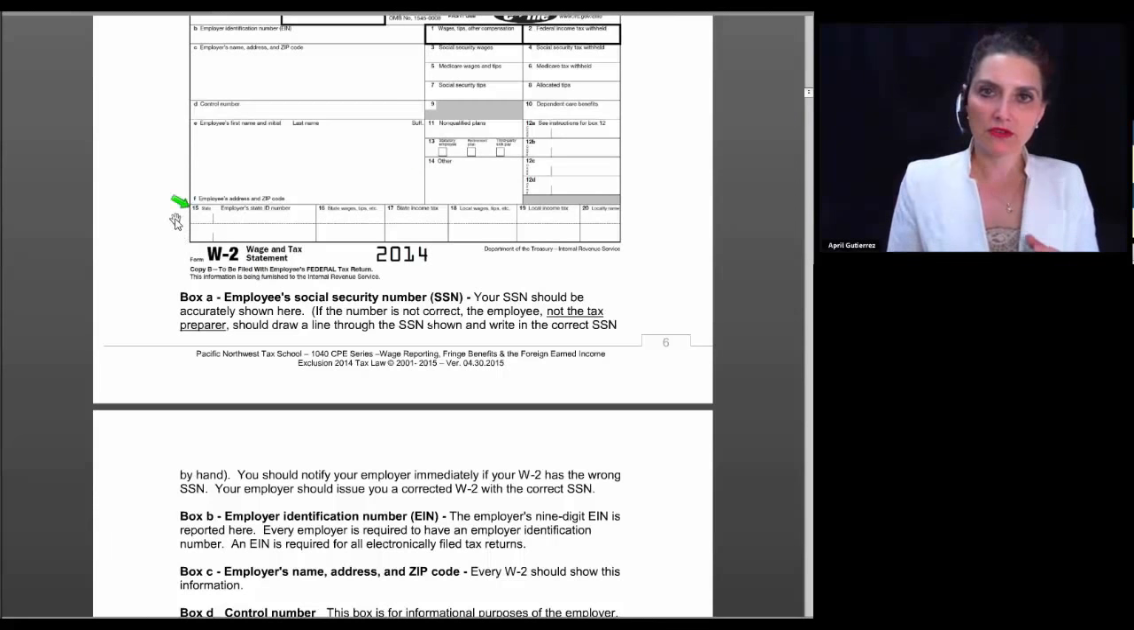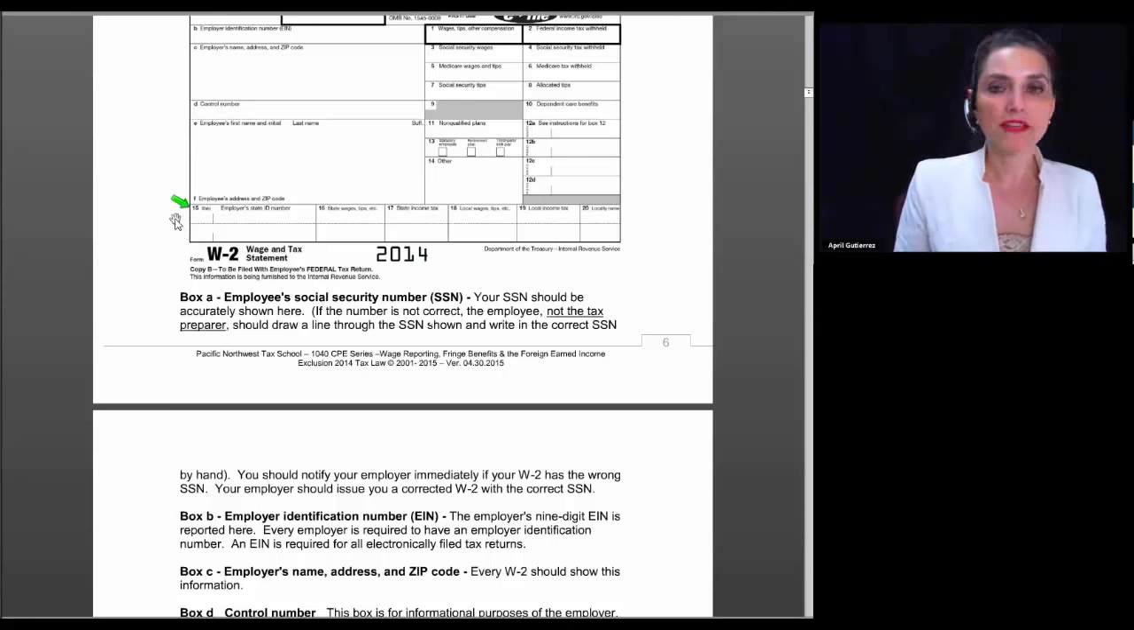Box 15 shows the state that wages were earned in. So if you are a worker in the state of Illinois, you should have a code IL in Box 15. You would enter the Illinois Tax Department's identification number and then the amount of wages attributable to work performed in Illinois, and then the state income tax withheld and paid to Illinois.